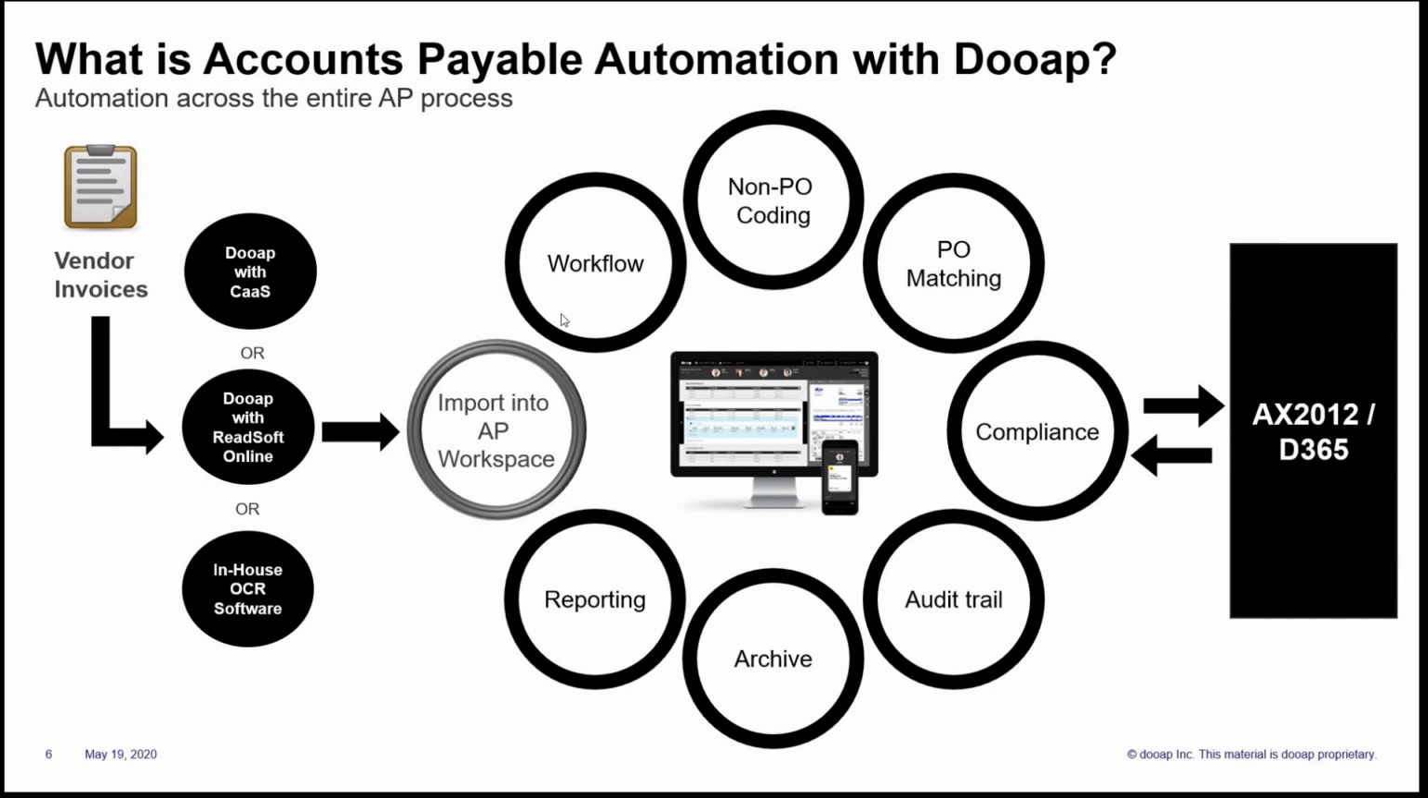The PO invoice matching, we do recognize the 2-way and 3-way matching policy that lives inside of Dynamics. So upon import, if the PO number is on the invoice, Dooap will bring in the PO and the product receipt automatically onto the invoice. If there are deviations in price or quantity, or if the invoice includes any miscellaneous charges, those adjustments can be made inside of Dooap as well.